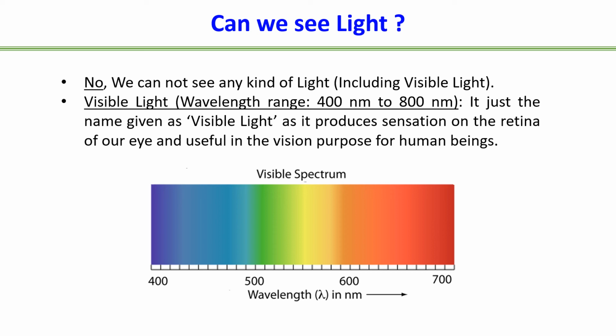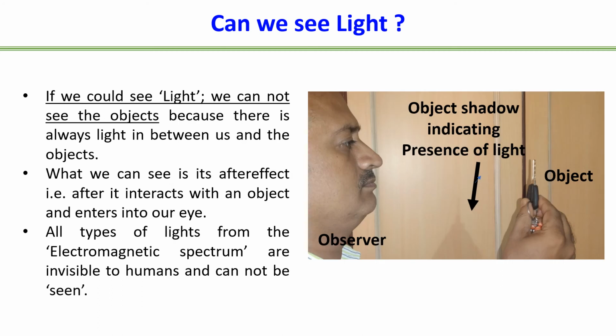But we cannot see any kind of light, whether it is visible light or gamma rays, X-rays, microwaves, radio waves, ultraviolet light. We cannot see any kind of light. Now, if we can see light, probably we cannot see the objects. Look at here, there is an observer here, and there is a key here, that is the object, and you can see the shadow also in this picture, and it means that the object is illuminated, there is light present, but the observer is able to see the object and not the light, even though light is present in between the observer and the object.